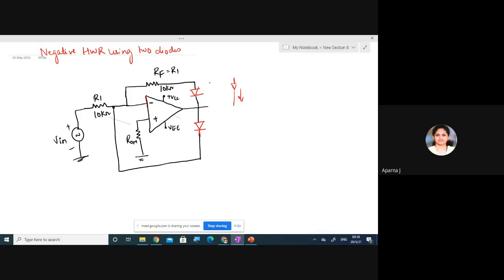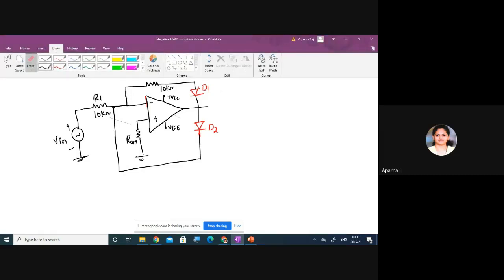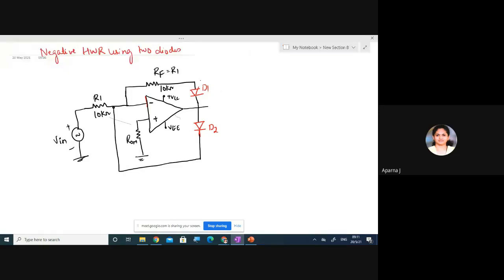Now let us name this as D1 and D2. We are taking the output here, this is V0. So output is obtained at this point, and here the output obtained, we name it as V0 dash.